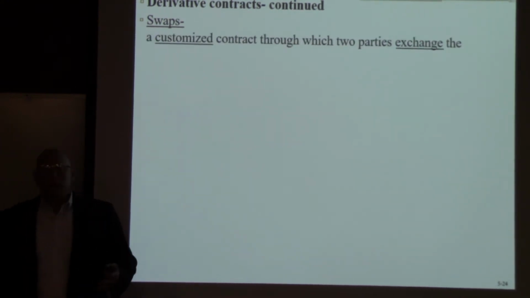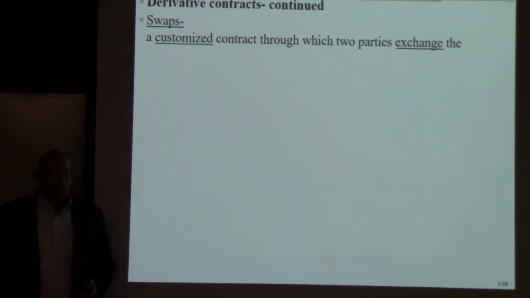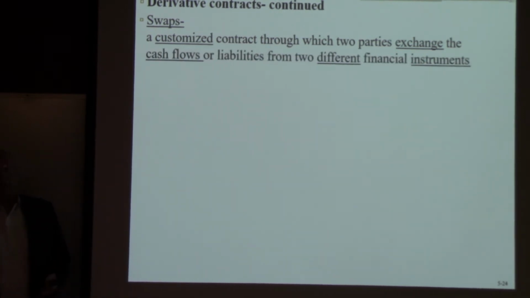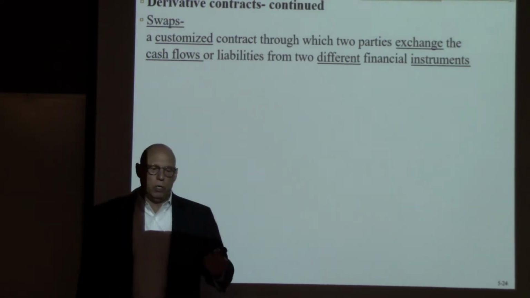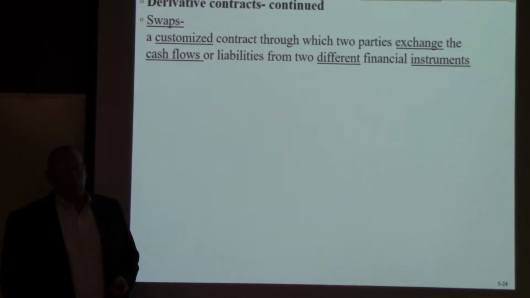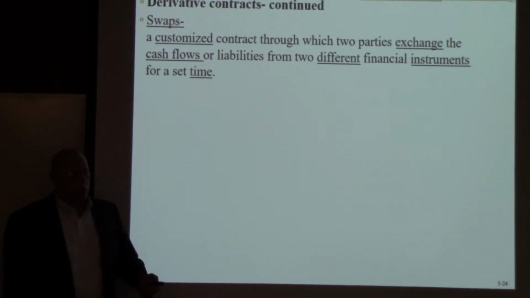All right. Another type of derivative is called a swap. Used a lot in banking. This is a customized contract through which two parties exchange the cash flows or liabilities from two different financial instruments for a set period of time. I'm going to give you an example and you'll understand it.